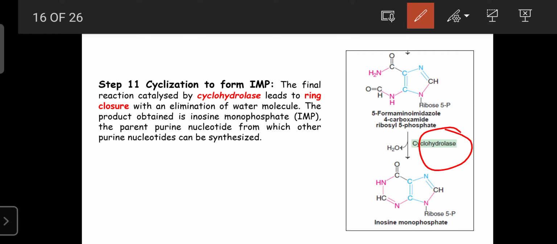This enzyme eliminates the water molecule from the 5 formamido imidazole 4 carboxamide ribosyl 5 phosphate and is responsible for forming the bond, or the closure of the ring, forming a bond between nitrogen and carbon atom, and then forming IMP, or inosine monophosphate. So like that, the inosine monophosphate was formed. From the inosine monophosphate, the purine nucleotides like guanine and adenine will be formed.